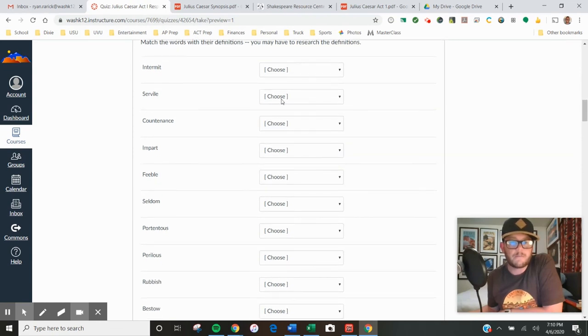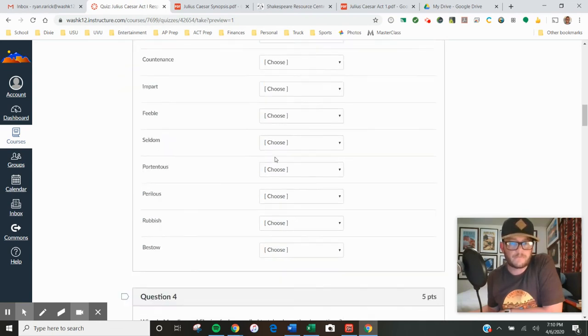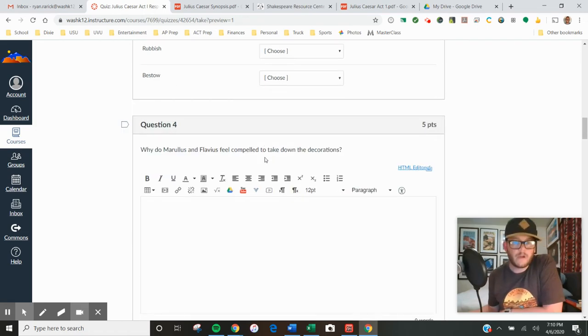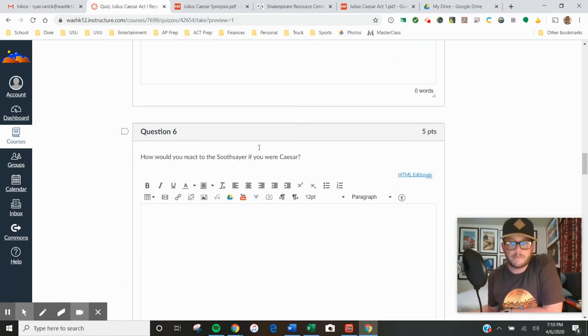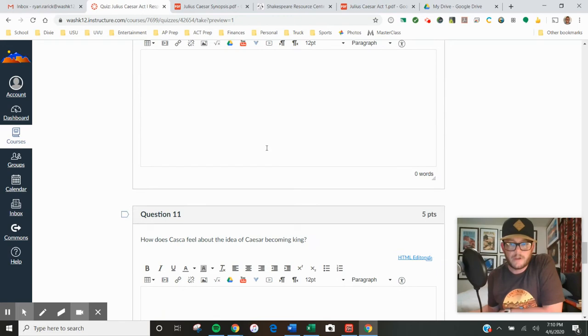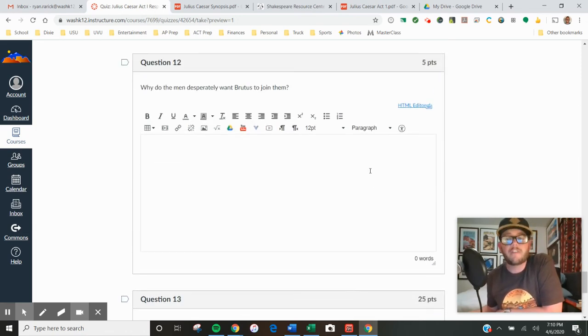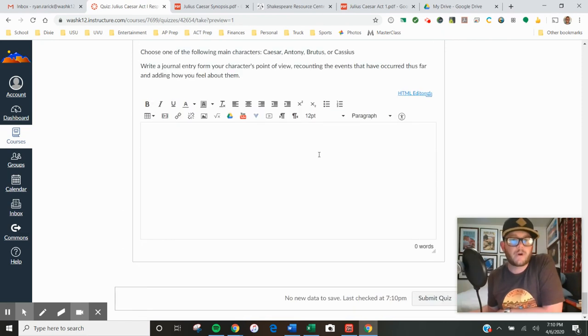You've got these matching questions, and they're vocabulary words. You find the definition. And let me scroll down here to the bottom. You can see a question that is worth 25 points. So hopefully you understand that a 25-point question should look quite a bit different than a 5-point question. A 25-point question, I'm expecting paragraphs, multiple paragraphs of a response in order to receive full credit.